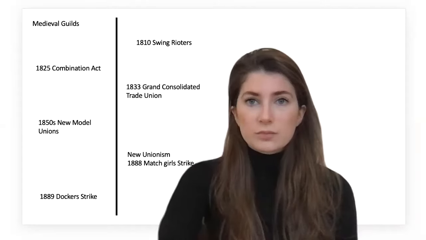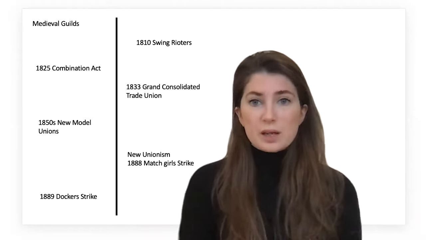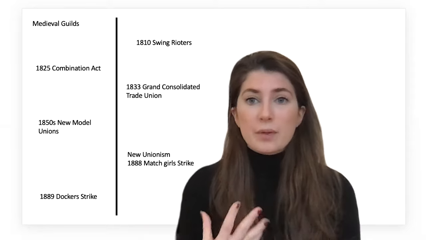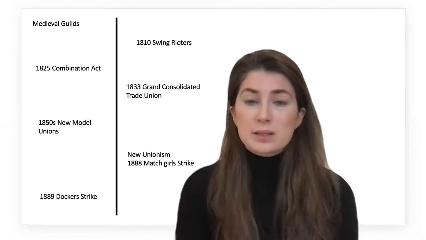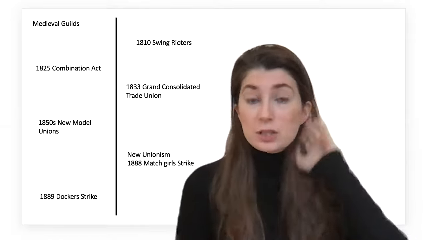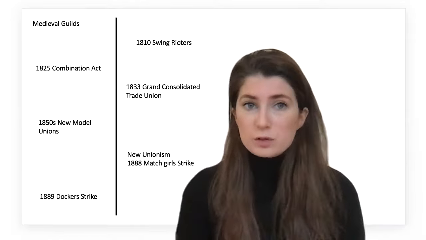So before we do, let us just cast our mind back to the timeline that has developed with the growth of the trade union movement. So we start off with the medieval guilds, where guilds controlled prices and wages. Then we get down into 1810, where we start to see groups of people destroying machinery as a reaction to the Industrial Revolution. We call these people the swing rioters.